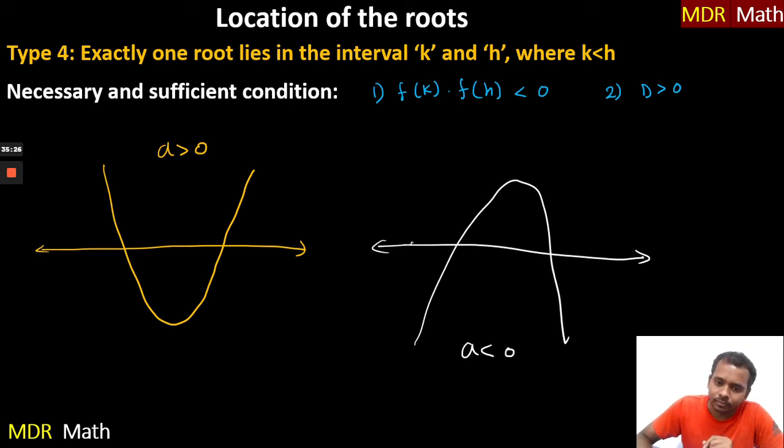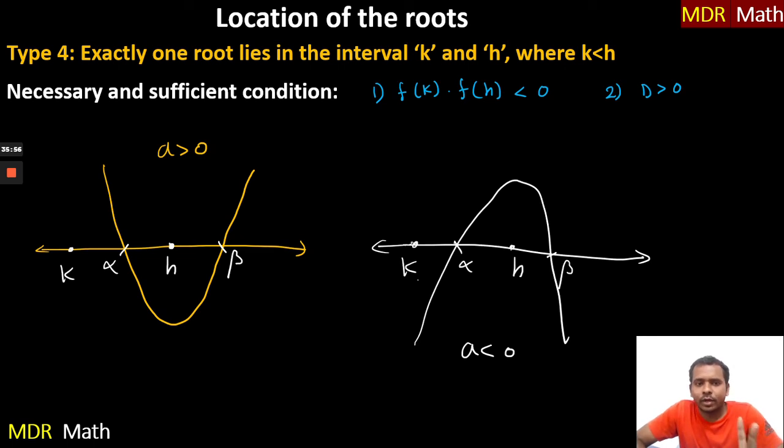This is a less than 0, right? Exactly one root lies in the interval k and h. Let's say that the roots are alpha and beta, and k and h, such that k is less than h. So let's say that alpha is in between k and h. So this is k and h, and here we have alpha and beta.